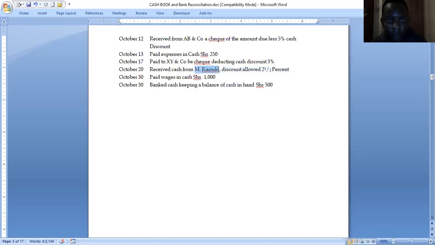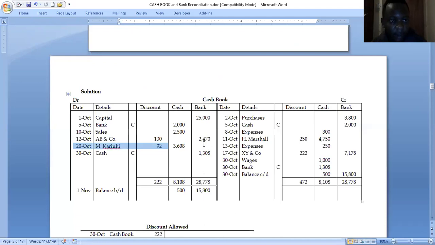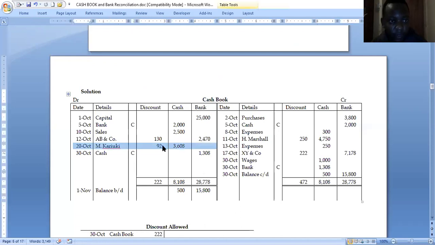So on October 20th, as shown, October 20th, debit in the cash book the discount, it's 92 shillings, and debit cash account. And then credit the M Karaoke's account, which is now out of the scope of the cash book.